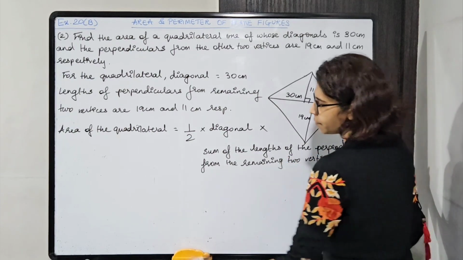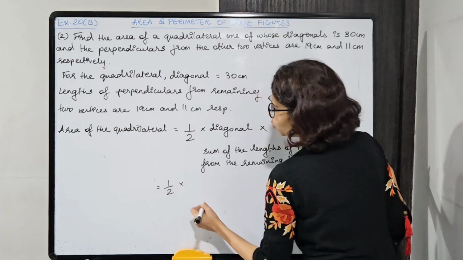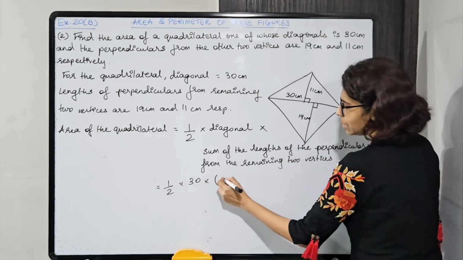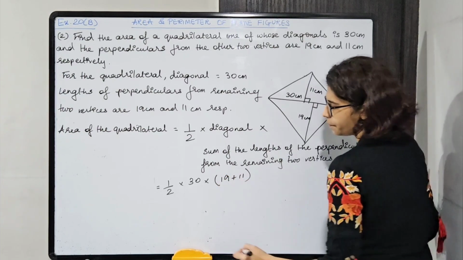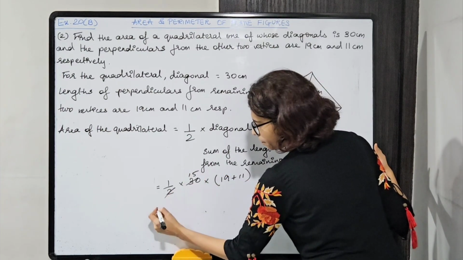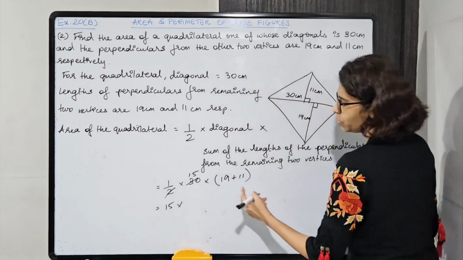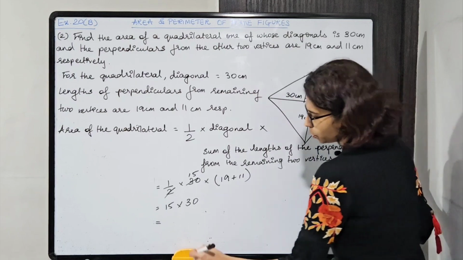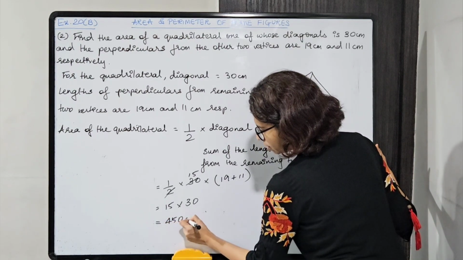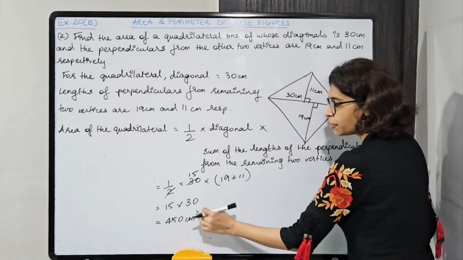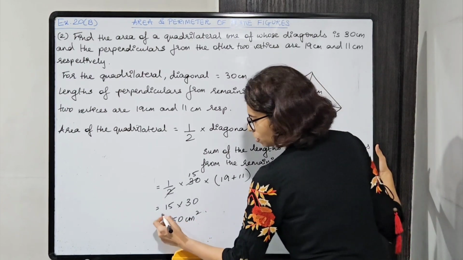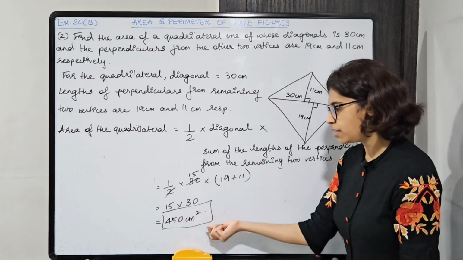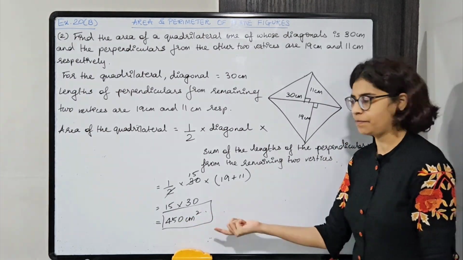Okay, so that will be half into diagonal is 30 into sum of the perpendiculars, that is 19 plus 11, 2 15s are 30, so 15 into 19 plus 11 हो जाएगा 30. Okay, so that will be 450 square centimeter. Don't forget the units. Okay, box कर दो answer. Alright, better write down the final statement. Area of the quadrilateral is 450 square centimeter.